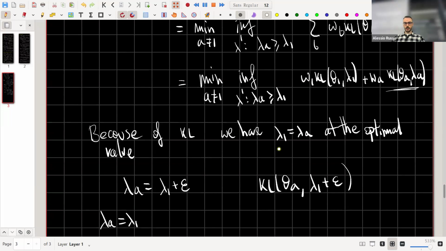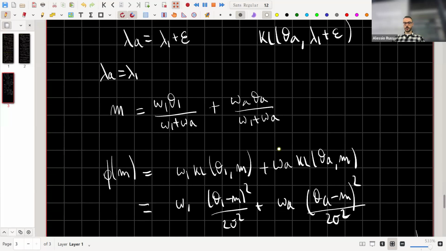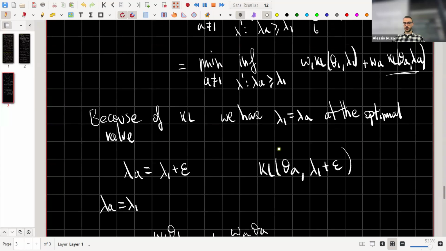Okay, so we were here. We can show that at the optimal value, lambda A needs to be equal to lambda 1. So we use this property to find what this optimal point is. We just replace these two quantities by M.